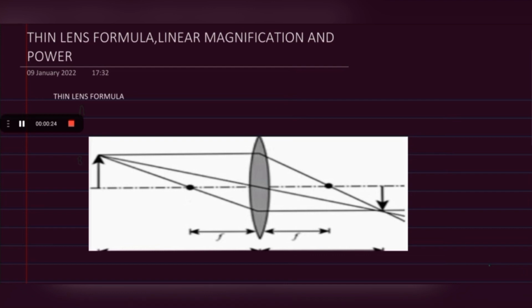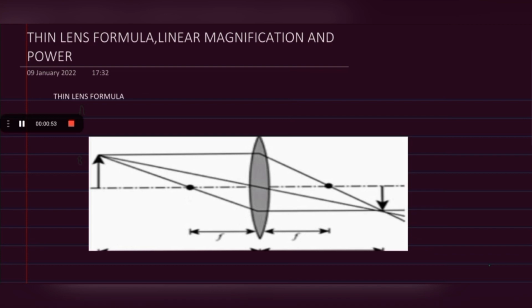Right? So now the topic today in ray optics is about the thin lens formula, linear magnification and power. First of all, we will talk about linear magnification. To understand it better, we have to think about the image formation of a convex lens. An object placed on the left hand side of a convex lens will form an image on the right hand side.